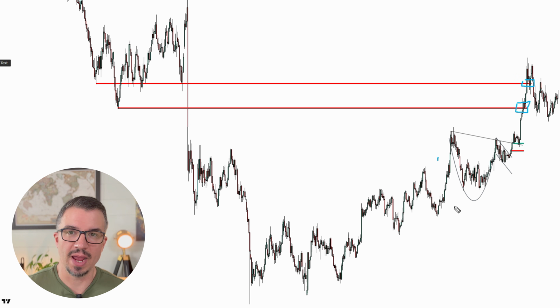So this is our cup and handle over here. You've got this first target right here, second target up here, and you can see that that was pretty close to the top, right? That would have played out really nicely.